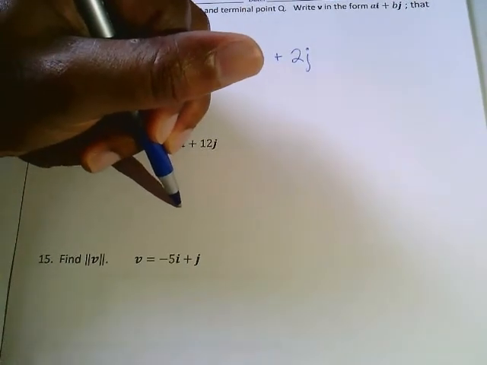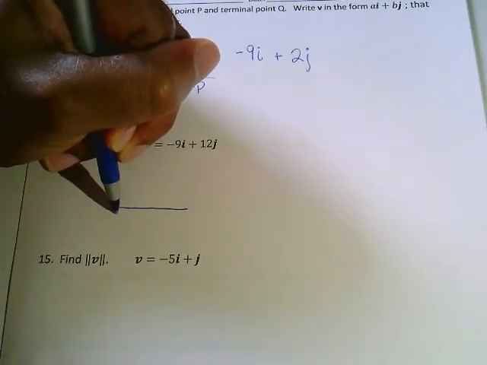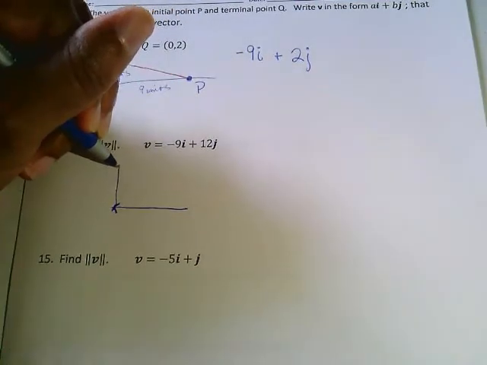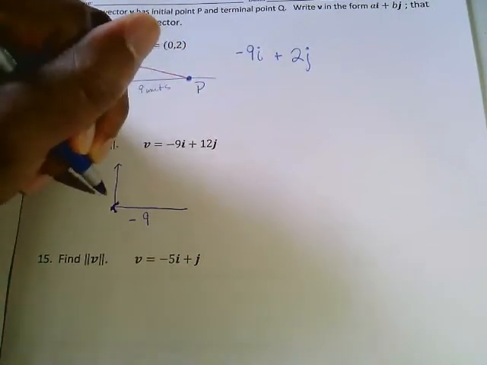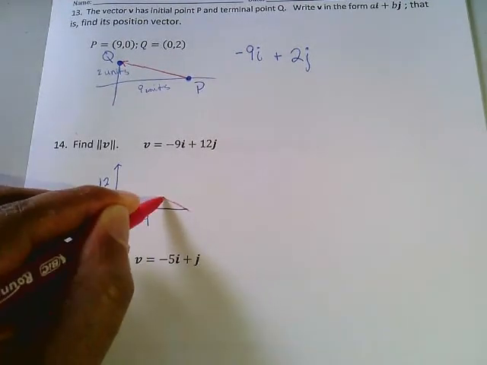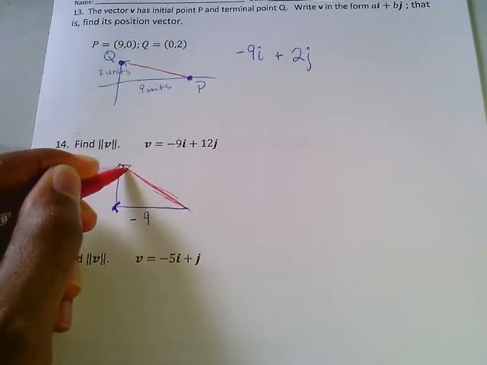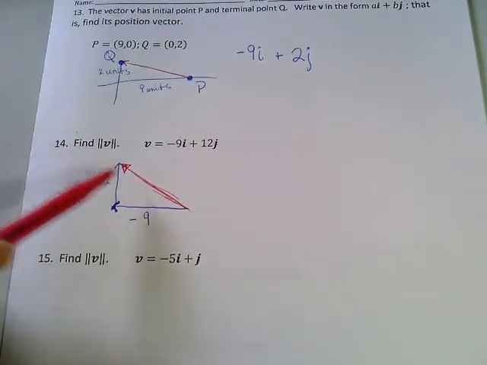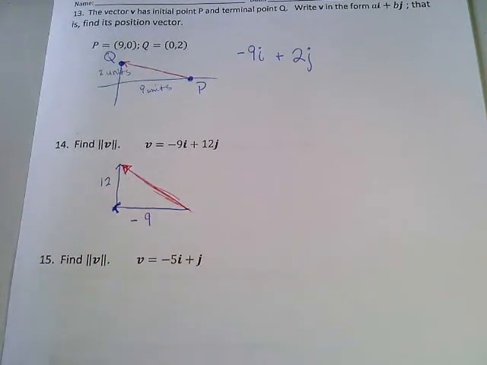So that means that your horizontal component is going to the left 9 units, and then it goes up 12 units. So this is 9, and this is negative 9 because it's going to the left. This is positive 12 because it's going up. And then here is V, and it's asking us to find the magnitude of V. So simply what we're looking for is this distance, this size. What's the size of this vector? So when you hear the word magnitude, that means that it's talking about the size of something.